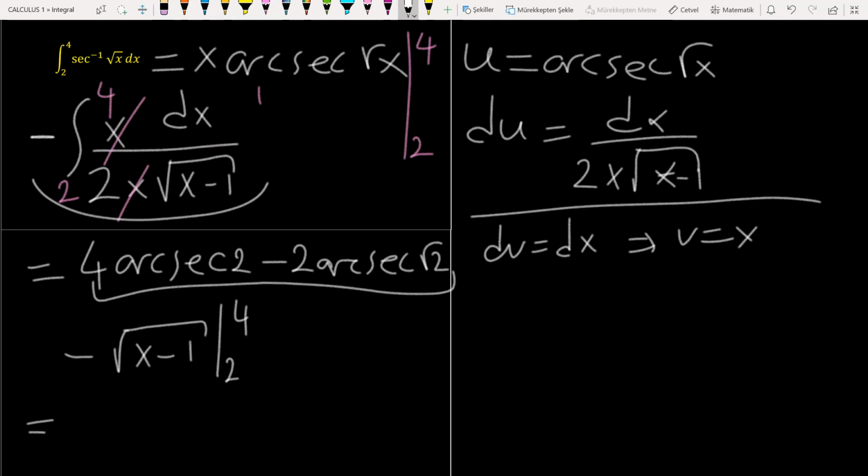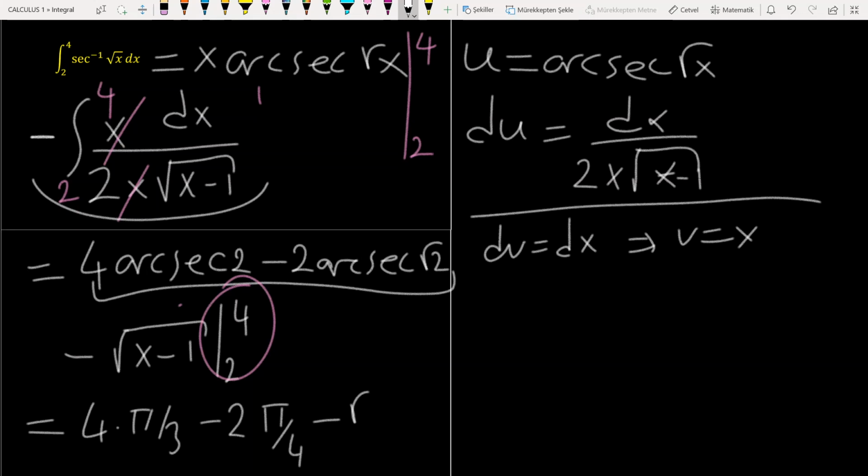Then this integral becomes 4 times arcsecant 2, which is pi over 3, minus 2 times arcsecant square root of 2, which is pi over 4, and if you put the boundaries of integration to this function, you have minus square root of 3 plus 1, and finally this is equal to 5 pi over 6 minus square root of 3 plus 1 as a result.